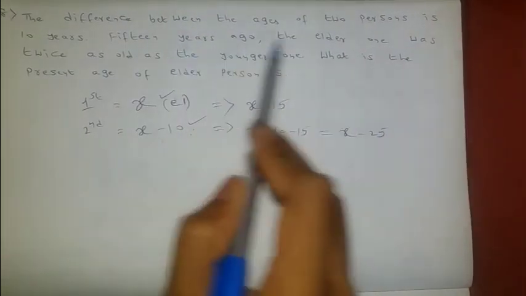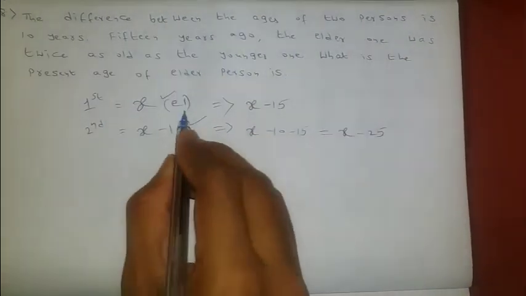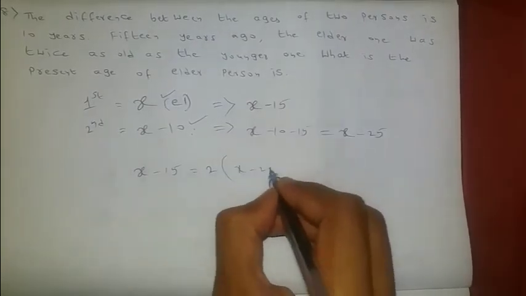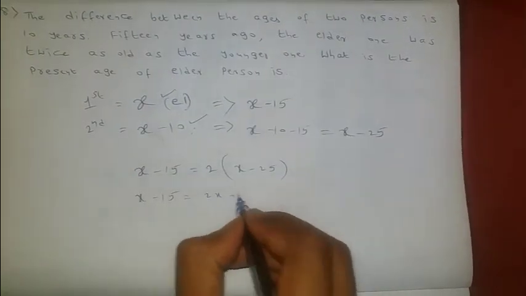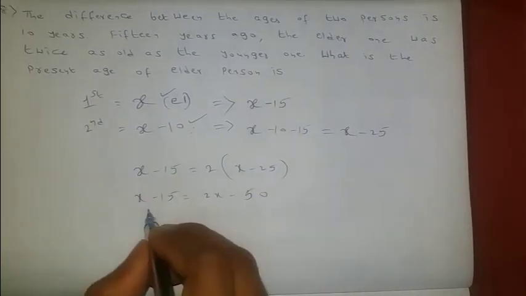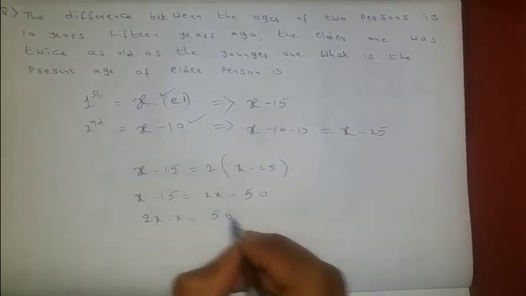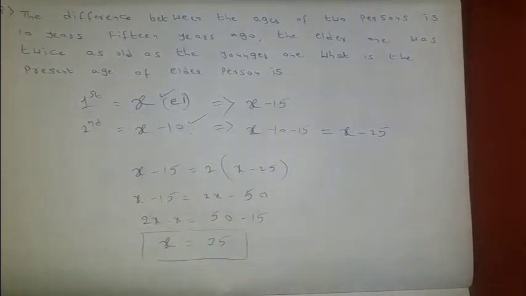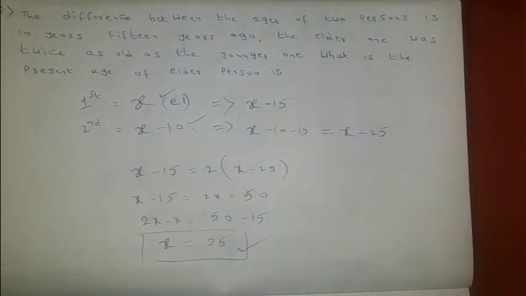15 years ago, the elder one was twice the younger one. So x minus 15 is equal to 2 into (x minus 25), that is 2x minus 50. I will take minus 50 this side and x that side. 2x minus x is equal to 50 minus 15. x is equal to 35. Then what is the present age of the elder person? The elder person's present age is 35 years.